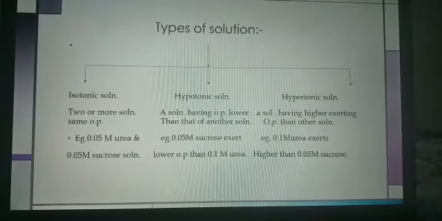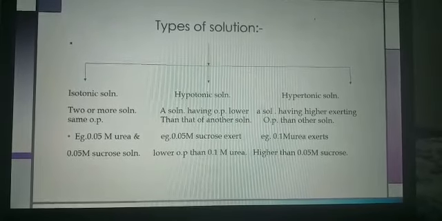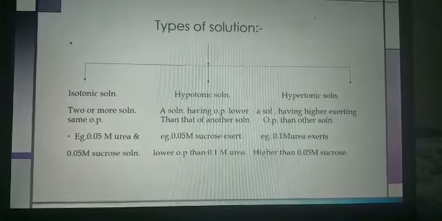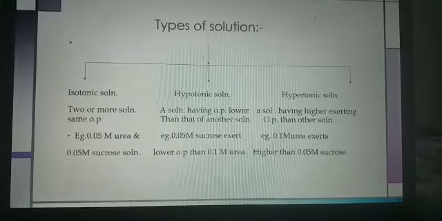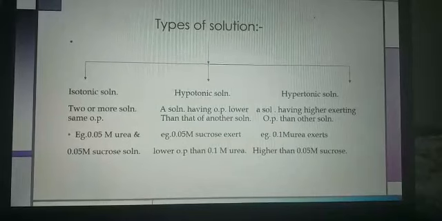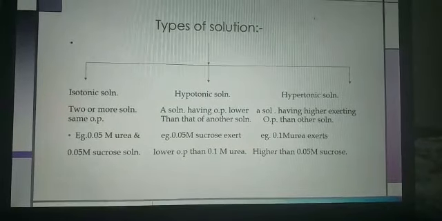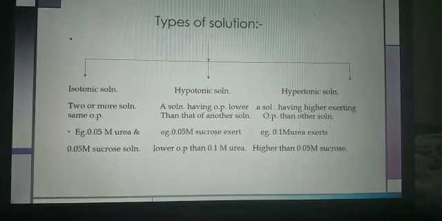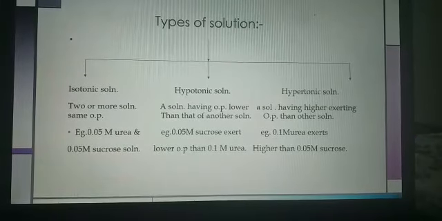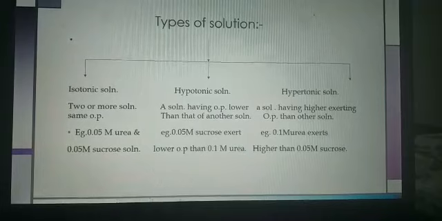While hypotonic: here hypo means lower, hyper means higher. A solution having osmotic pressure lower than that of another solution is known as hypotonic, and hypertonic indicates that a solution exerts higher osmotic pressure than the other solution.